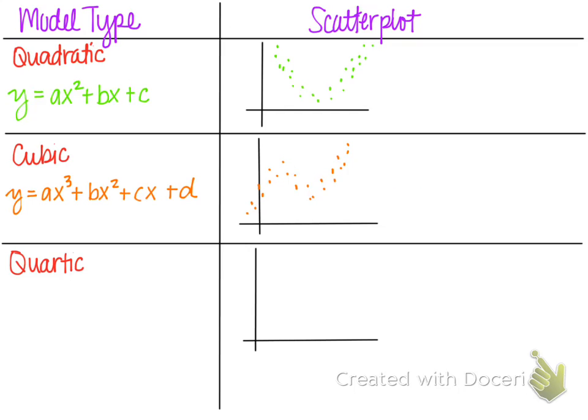And then the last type we're going to talk about is quartic. So the form for quartic is y is equal to ax to the fourth power plus bx to the third power plus cx squared plus dx plus e. So the highest exponent term for that one is x to the fourth power. Now quartic can either look like an M or a W. So let's just draw an example of quartic. Let's make this one look like an M.